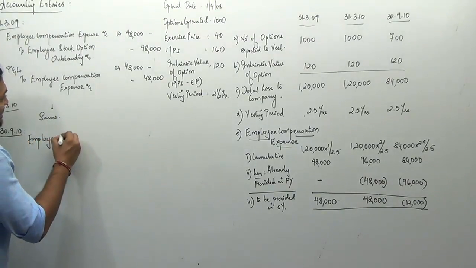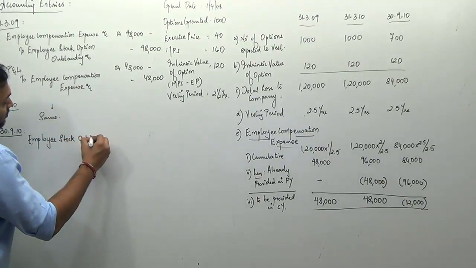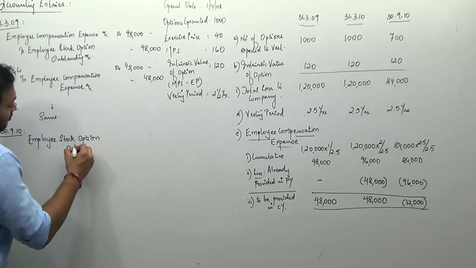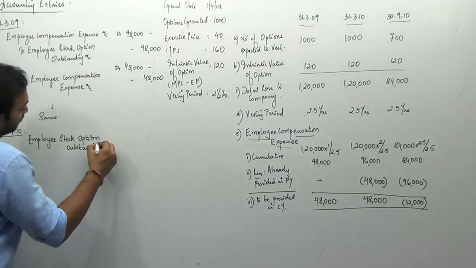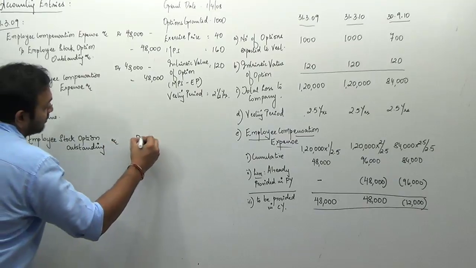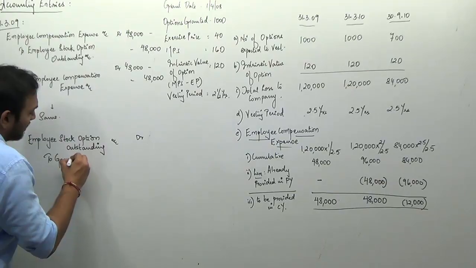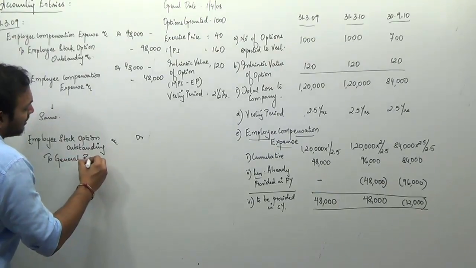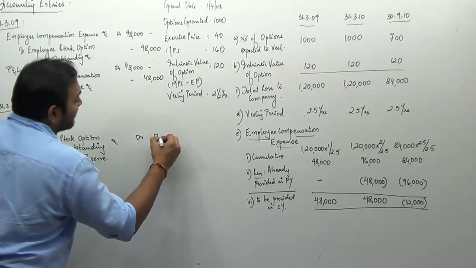Employee stock option outstanding account debit to general reserve. Don't give it to employee compensation expense. Employee compensation expense is a nominal account which is closed every year.